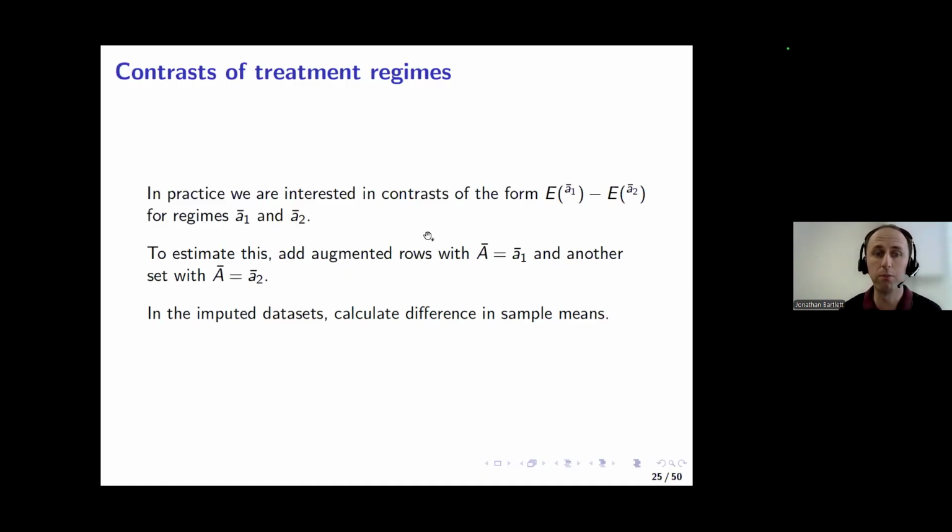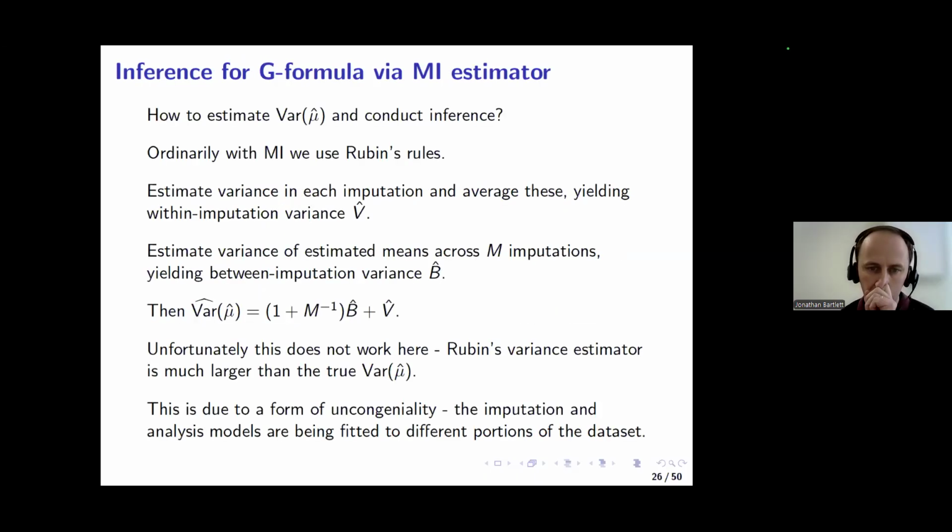And so to do that with imputation, we simply add even more rows and set in that second batch of rows the treatment variables to the second sequence of interest, A2 bar. And then in the imputed data sets, we're then calculating a difference in means between those individuals who were assigned to the first treatment sequence minus the mean of those individuals assigned to receive the second treatment sequence. So obtaining the point estimator is relatively simple here.